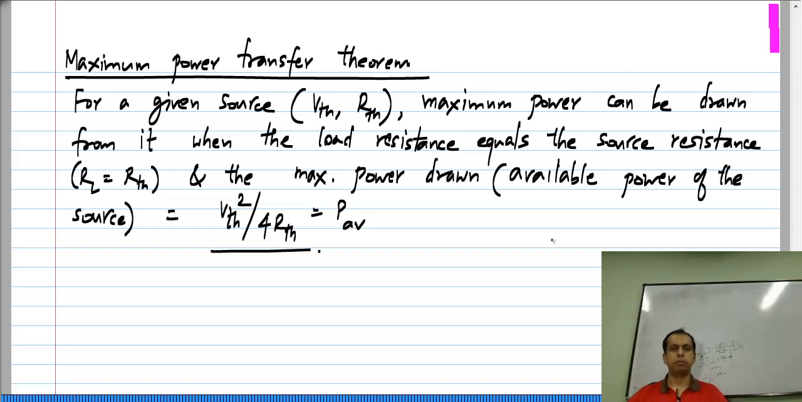Now, I made some implicit assumptions here. I assume that RTH was positive and RL is also positive. This is the case with many sources such as an antenna. An antenna can be represented as a voltage source in series with some resistance, which constitutes the impedance of the antenna, and then the load, it is always dissipative. So, it also is a positive resistor. So, under these conditions, when you make RL equals RTH, you draw maximum power.